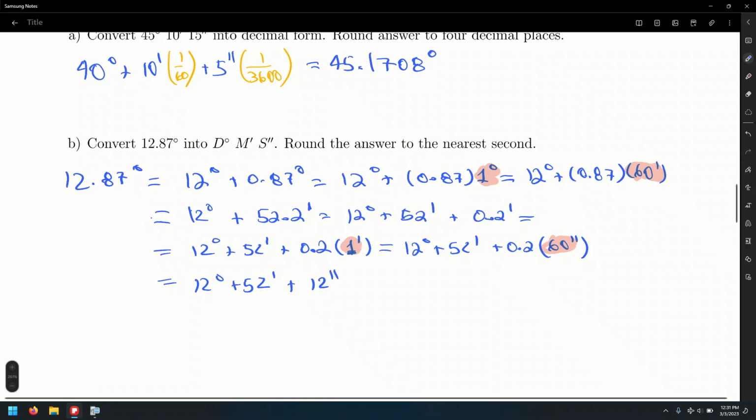And in fact, we're done with the problem because these seconds are an integer. In some cases, you may get seconds as a decimal, but in that situation, just round up to the next integer. Either round up or round down. In this case, we got a nice integer at the very end. All we do is simply 12 degrees, 52 minutes, 12 seconds. That's about it.